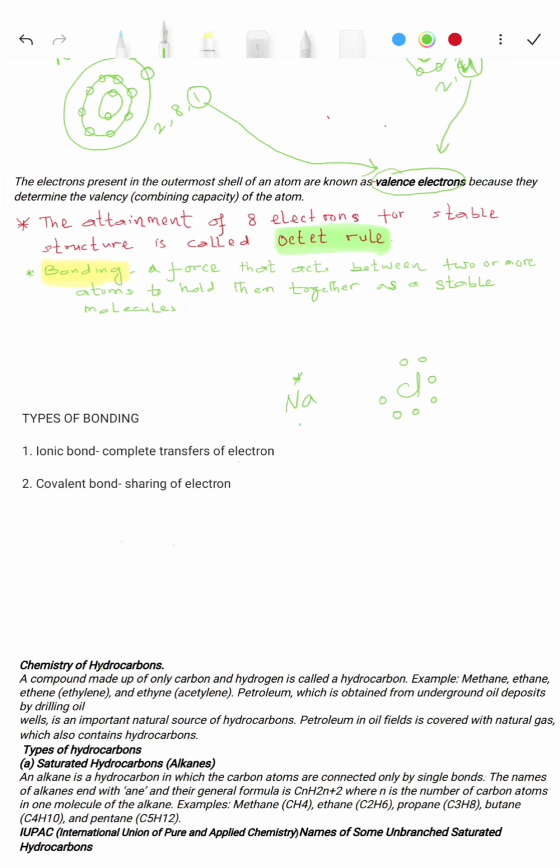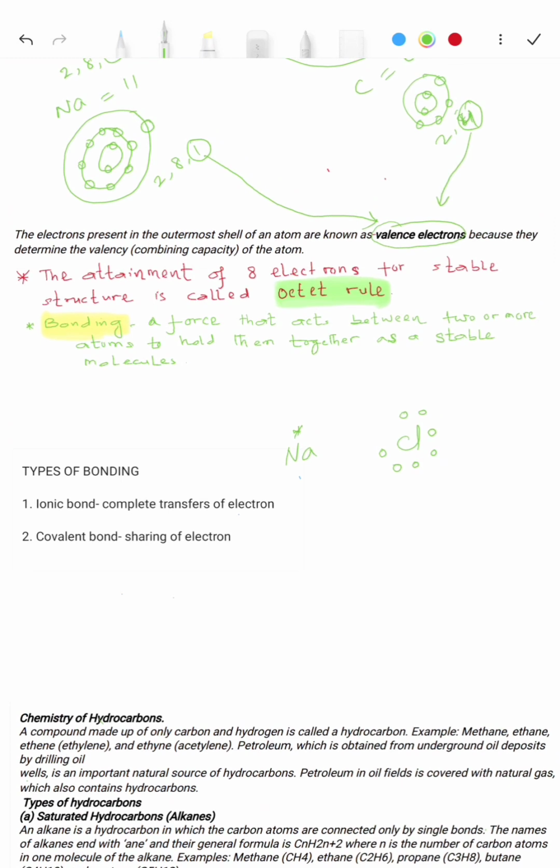Ionic bond means complete transfer of electrons. So let us take the example of sodium and chlorine. The interest of chemistry is the outermost shell where electrons are present. In the case of sodium, the outermost electron count is 1 and for chlorine it is 7. By drawing the Lewis dot structure, sodium has 1. In order to have a stable structure, sodium has two options. One is to take 7 from others, and the second option is to give away 1 to others and become stable.